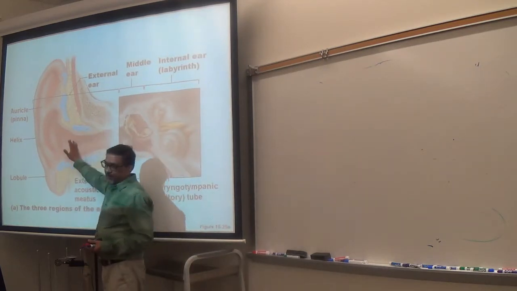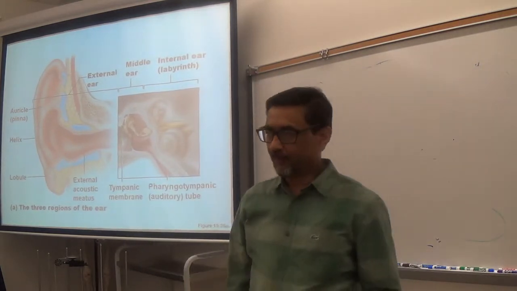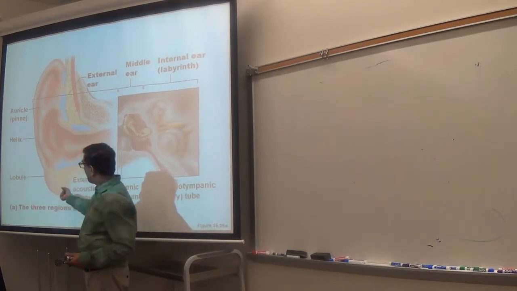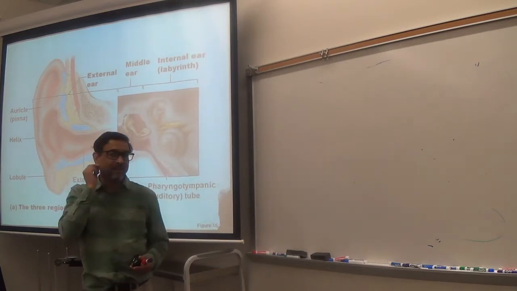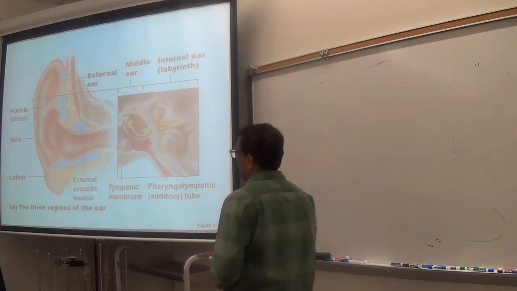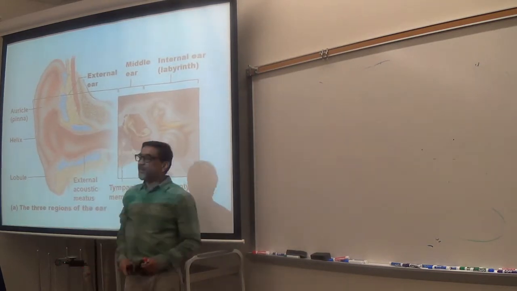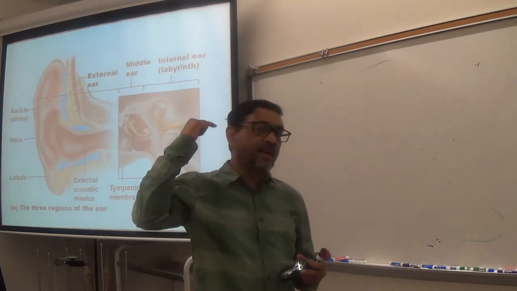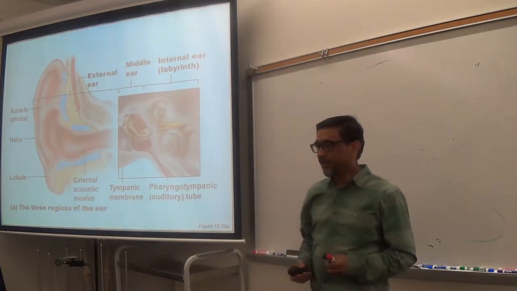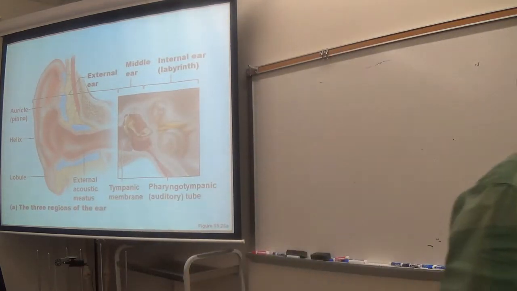So this part is the external or outer ear. That includes the pinna. This is the pinna, lobule. This is the lobule, right? You know that. So pinna, lobule, and helix, the edge. And external acoustic meatus, the outer ear canal that you can see from outside. That's the external acoustic meatus. Is it clear? So these structures belong to the external or outer ear.